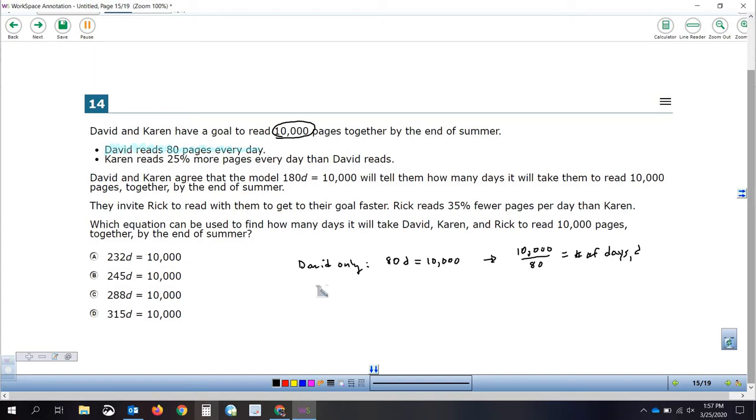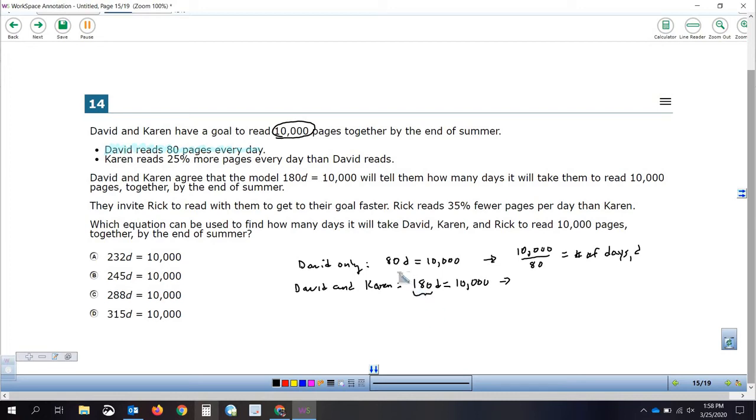All right, but now we have David and Karen. And they told us that the equation was 180D equals 10,000. Now let's talk about why it's 180.